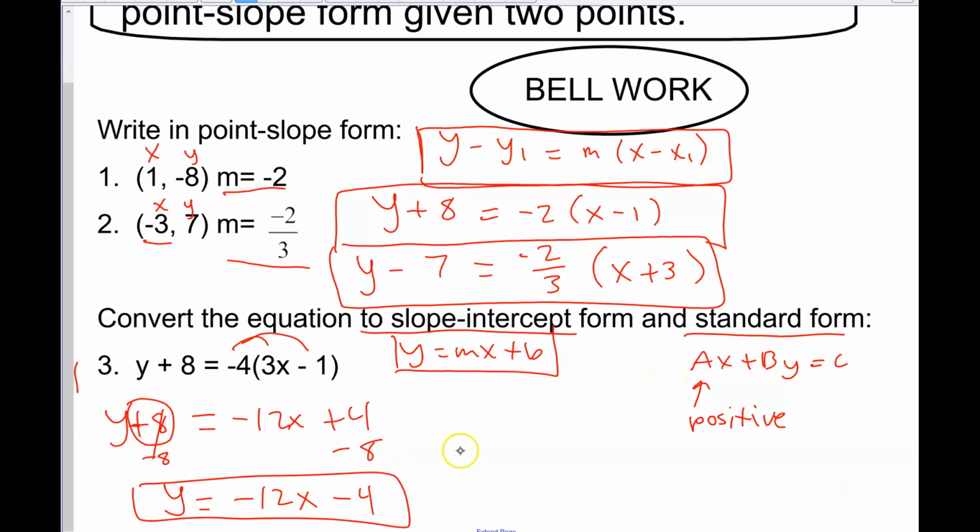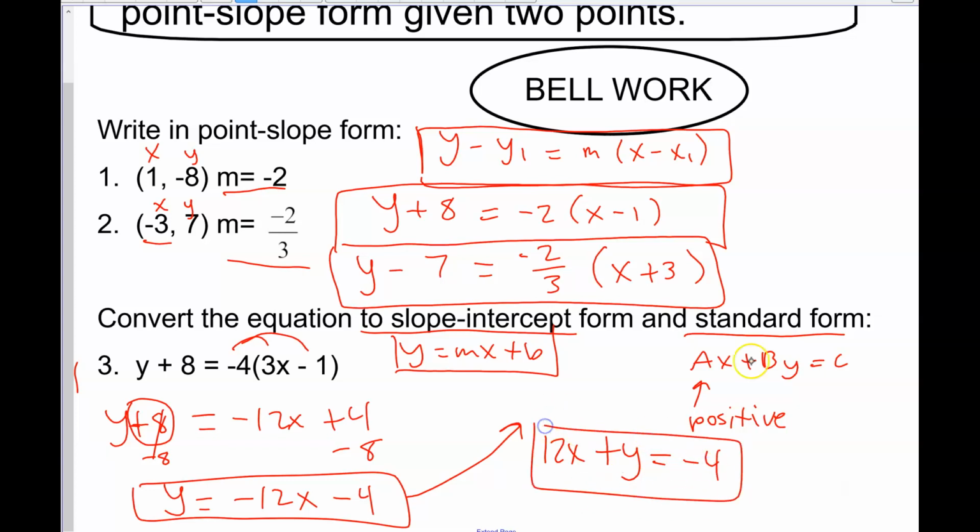All I really need to do, if I want to put this in standard form, is move this -12x to this side, get rid of it over here. That way I can make my a value positive. So I'm going to add that 12x to both sides. If I rewrite this in standard form, it's going to be 12x plus 1y is equal to -4.